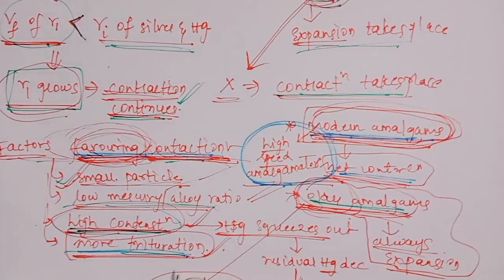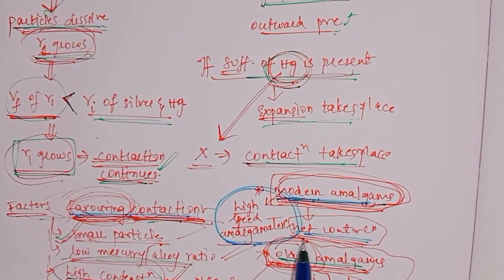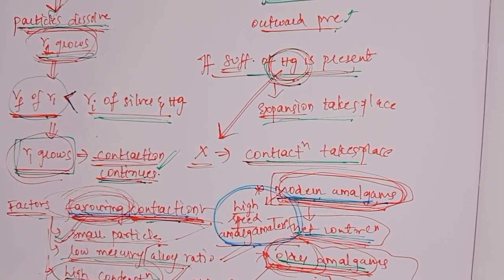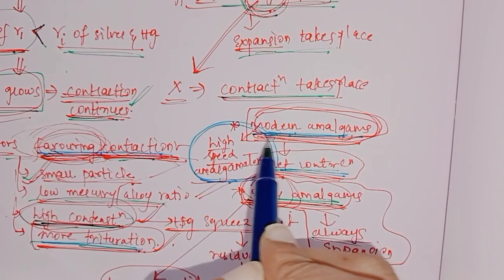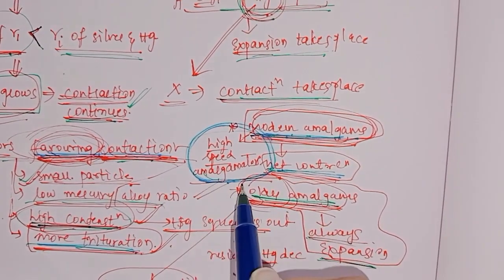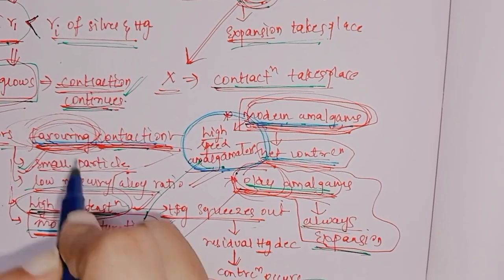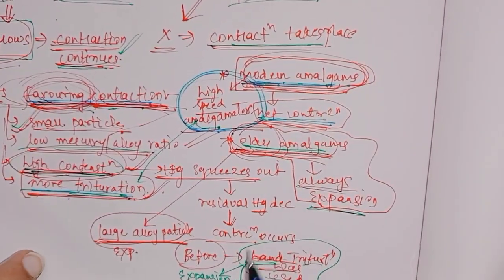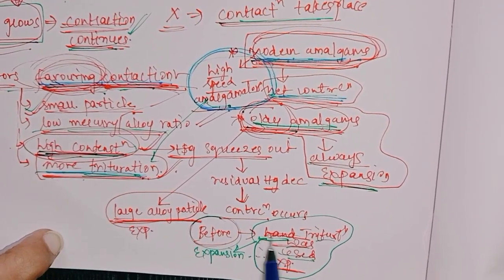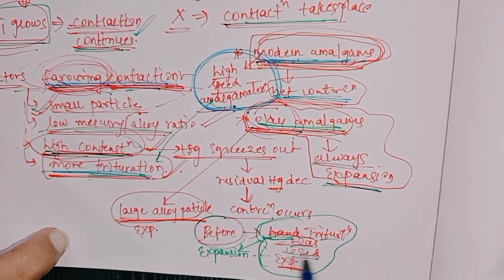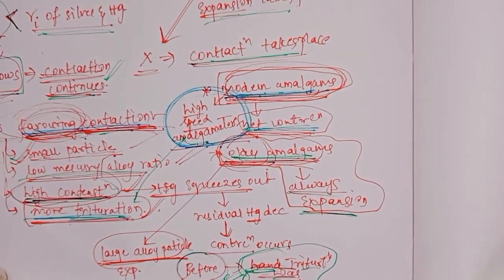See, we got to know that modern amalgams undergo net contraction, whereas older amalgams always undergo expansion. The reason behind it is that modern amalgams use high speed amalgamators. Therefore more trituration occurs, which favors contraction, whereas in olden days, hand instruments were used, so more trituration didn't occur, therefore it leads to expansion.